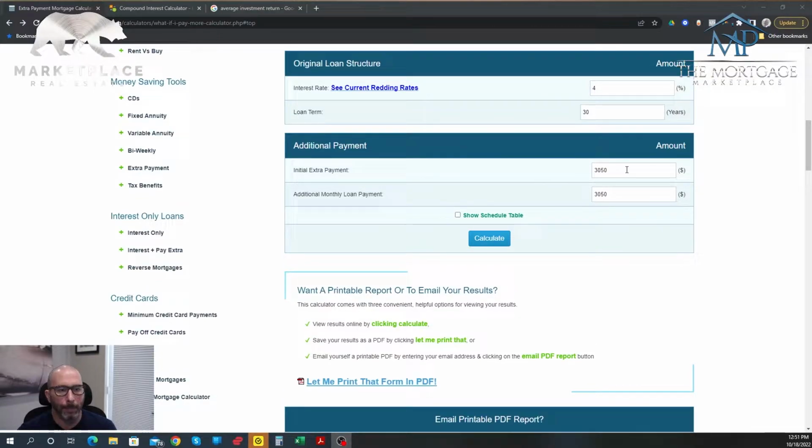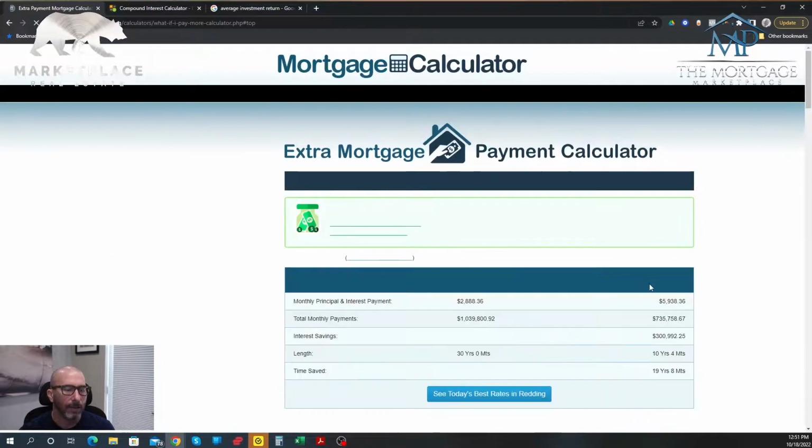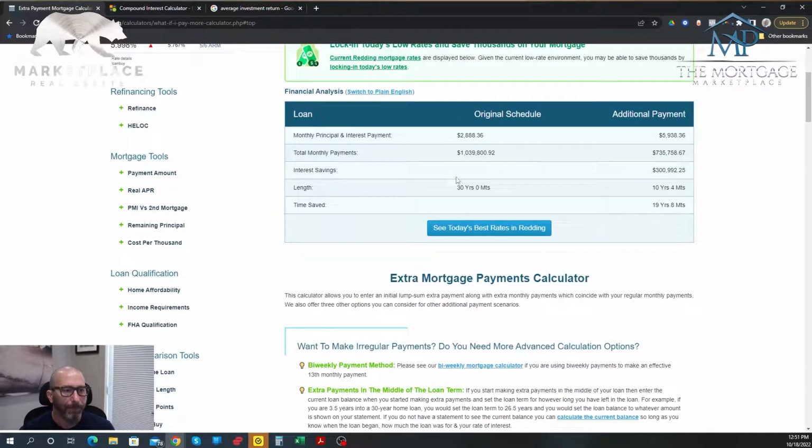Initial payment would be her $3,050 for the 10 agents, and then she adds in $3,050 as a principal reduction payment every month. And we go to calculate this. This would be her original schedule. So there's her P&I payment. That's the amount of total payments that she would make, and she'd pay that loan off in 30 years. Well, with bringing that income in from those 10 agents that she refers into the company, that residual income, basically here's her total payment.